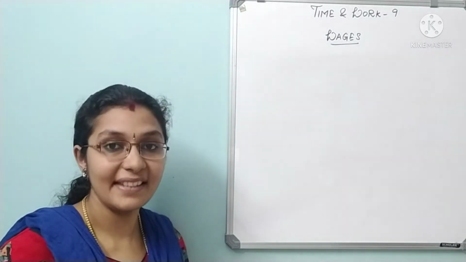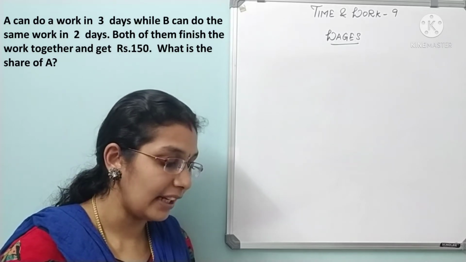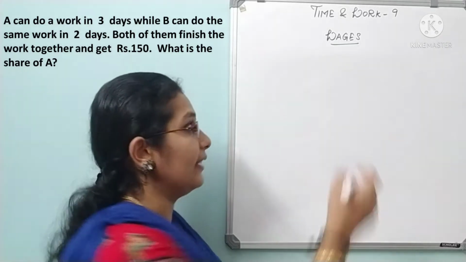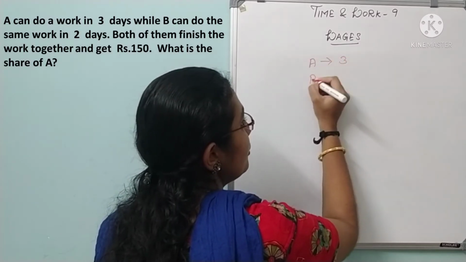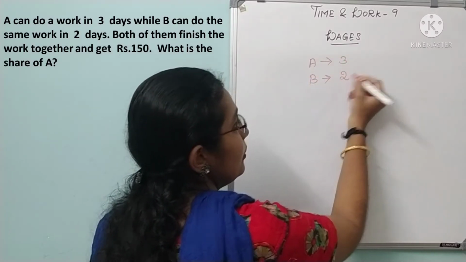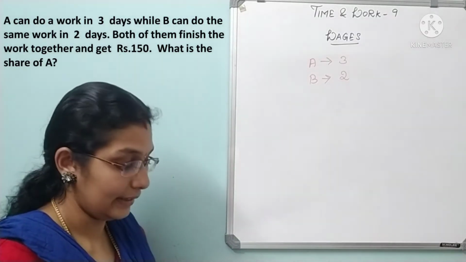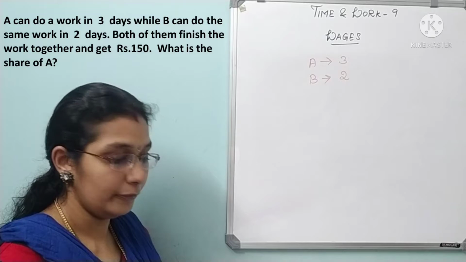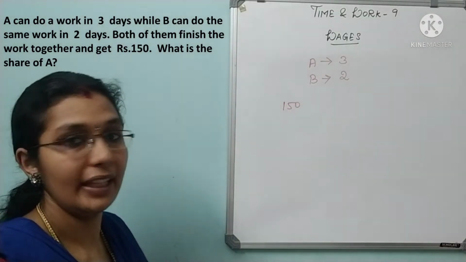Let's start with the first question. A can do a work in 3 days while B can do the same work in 2 days. Both of them finish the work together and get rupees 150. What is the share of A? This is what they are asking.